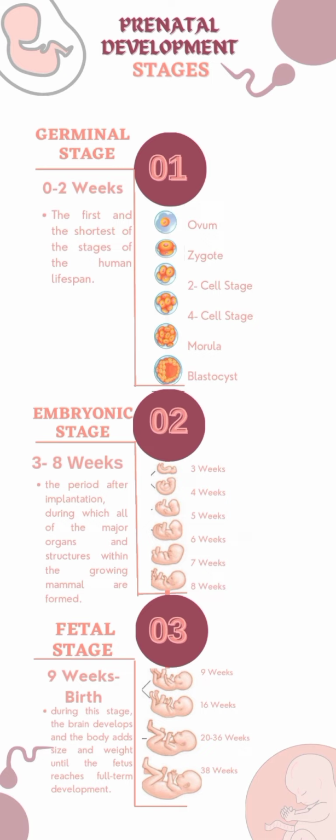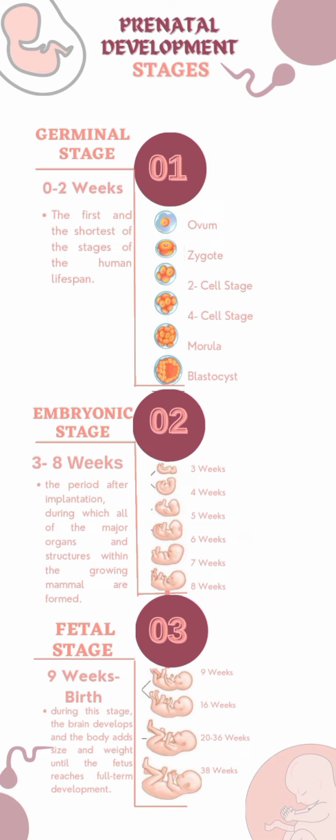After the implantation occurs, the blastocyst is called an embryo. And this is when the embryonic stage begins. The embryonic stage begins at the 3rd week of pregnancy and ends at the end of the 8th week of pregnancy, lasting for a total of 5 weeks.